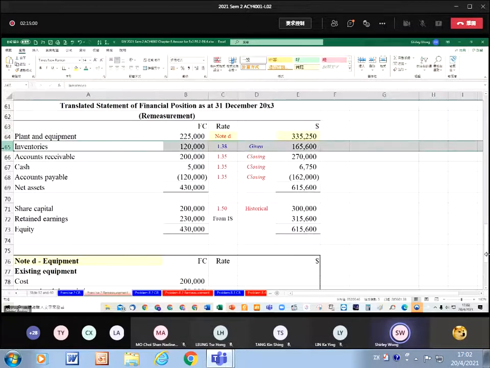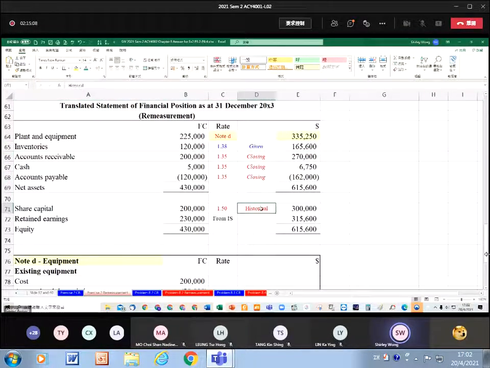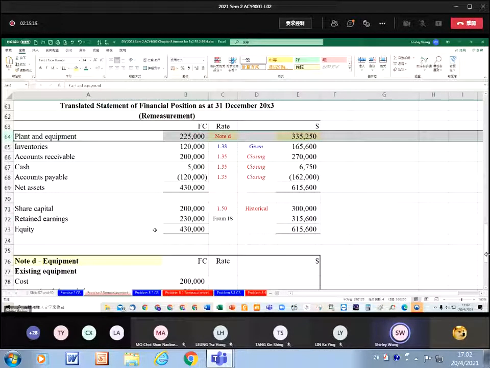So for the statement of financial position, let's have a look. For the inventory, we will use the given rate, and other items we will use the closing rate. For share capital, we will use the historical rate. For retained earnings, we will copy the figures from the income statement. So the only thing you need to calculate is the plant and equipment. The reason behind is plant and equipment is a non-monetary asset at the historical rate.